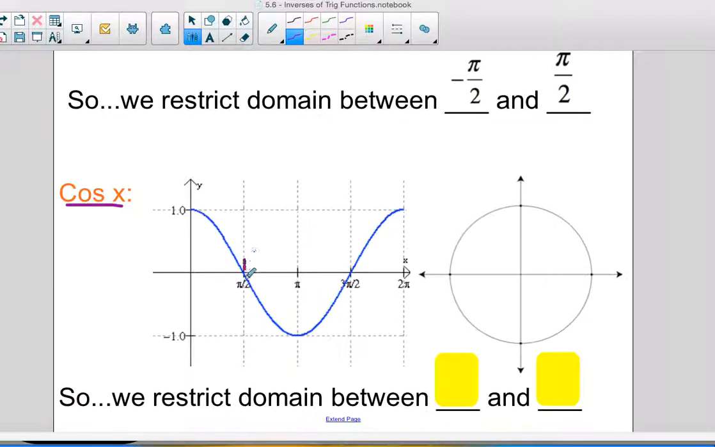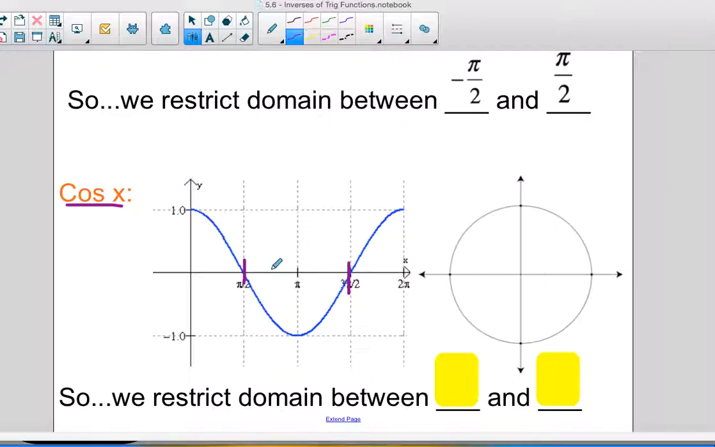So again, pi over 2 to 3 pi over 2 would not be good because now you only have negative cosine values, which makes sense because from pi over 2 to 3 pi over 2, all of your x values, or cosine values, are negative, so we don't want to restrict it there. And again, for the same reason that they would hit twice in certain things, so that's not good.